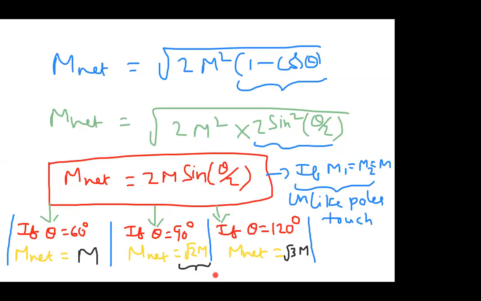So I hope you understood how to handle these situations, the net magnetic moment in different conditions. Now, let us observe one more point here. So now we got the conditions when like poles touch and unlike poles touch. All the things are clear.